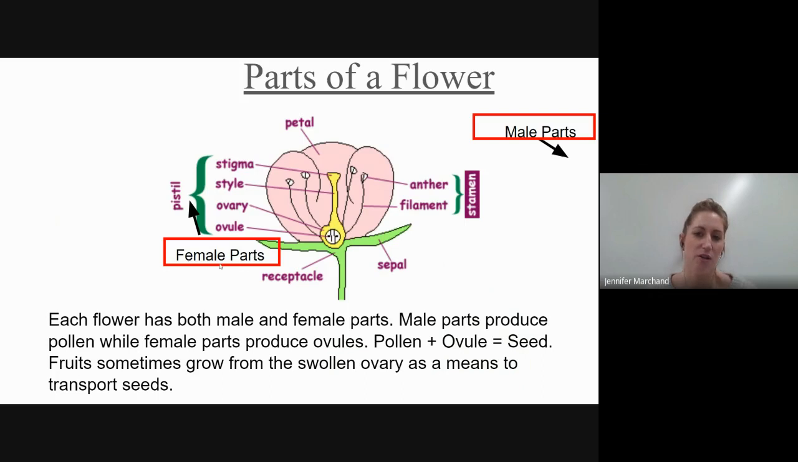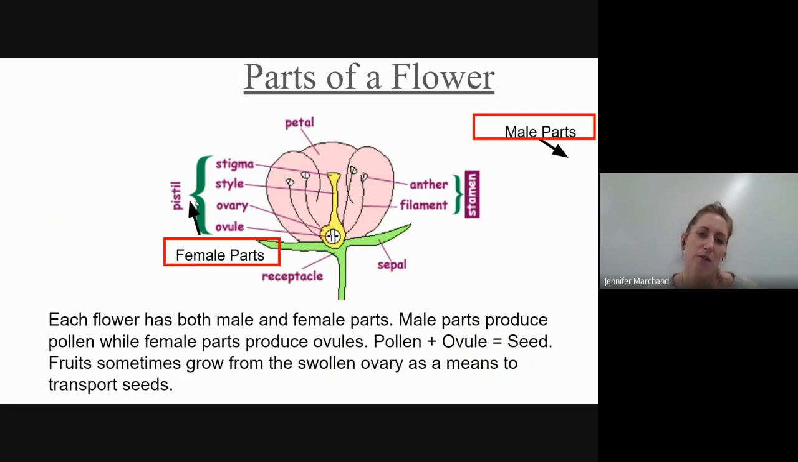Okay, your female parts are going to be over here. So all the way inside you have the ovule. The big thing surrounding it is the ovary. So all the way inside is the ovule, and outside is the ovary. All of the female parts are called the pistil. All of the male parts are called the stamen.